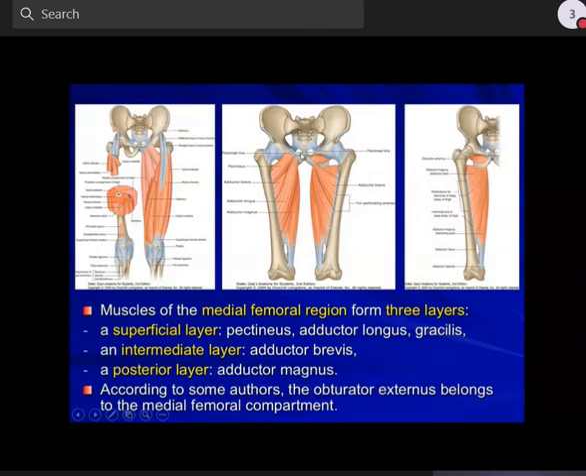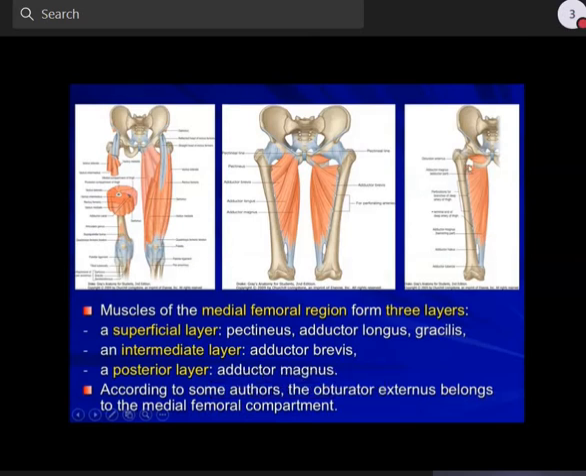So on the right, we can see the superficial layer of adductors consisting of pectineus, adductor longus, and one more muscle has been removed. Here should be the gracilis. The middle layer is composed of a small adductor brevis, and the biggest adductor is the adductor magnus.